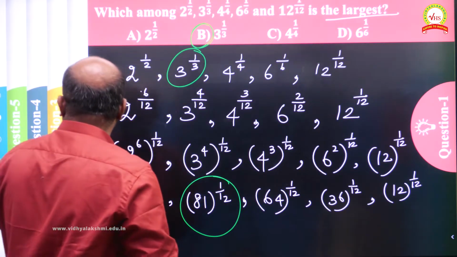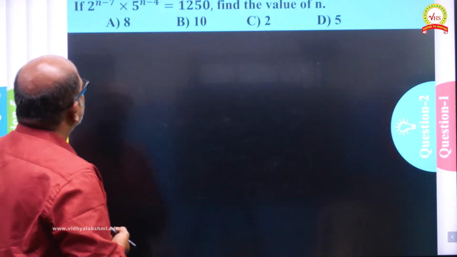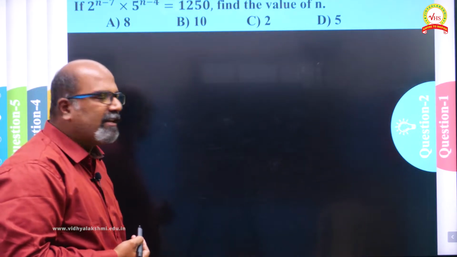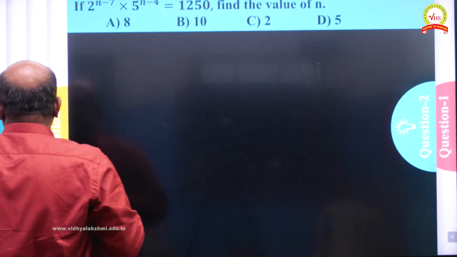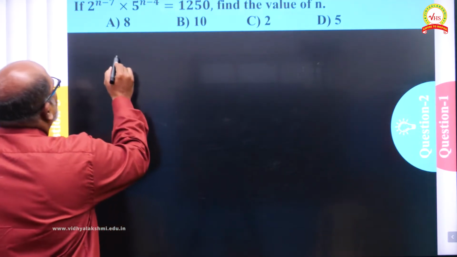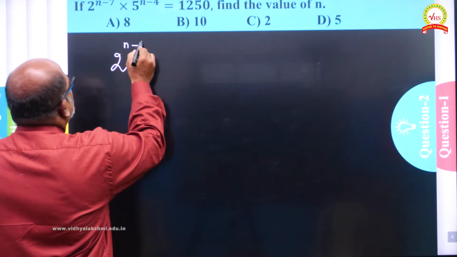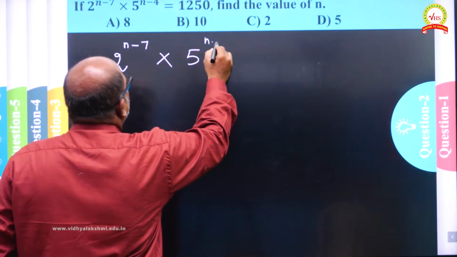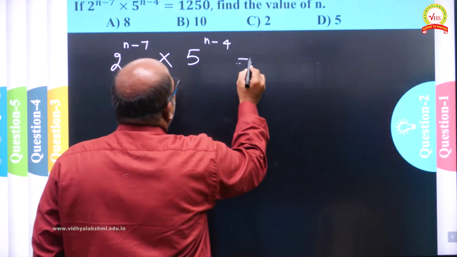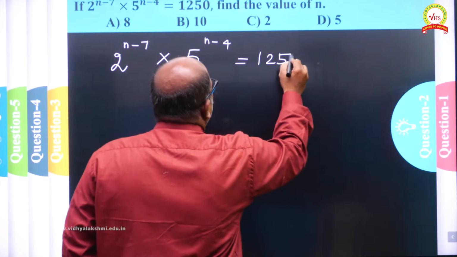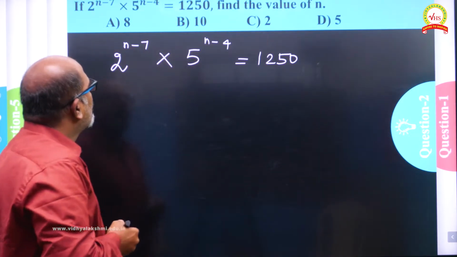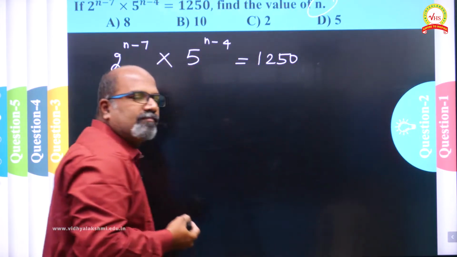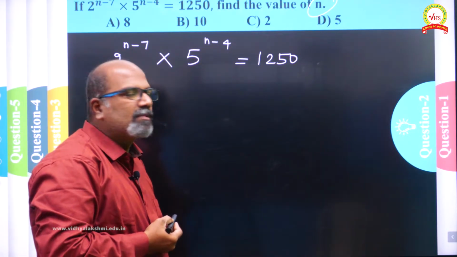Okay. Question number 2. An exponential equation is given. Let me read the question clearly. 2 power n minus 7 multiplied by 5 power n minus 4 is equal to 1250. What is asked? We have to find the value of n.